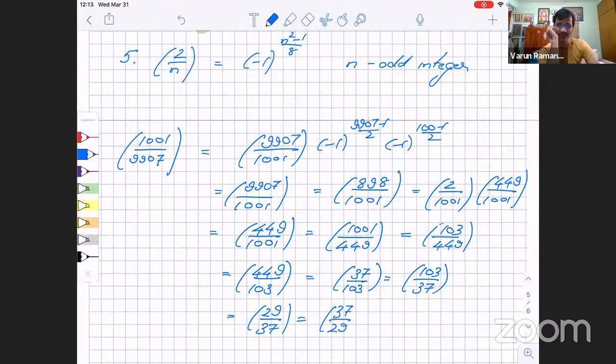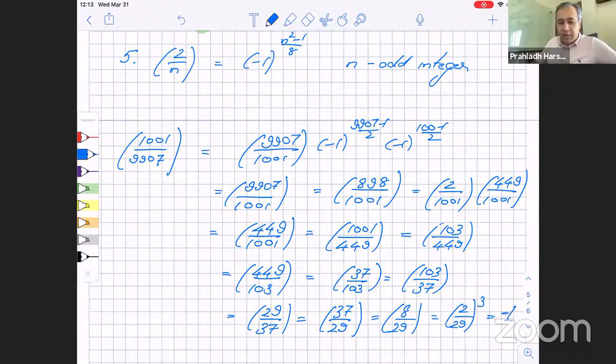Looks a lot like Euclid's GCD algorithm? Exactly. This is exactly like Euclid's GCD algorithm. In fact, the answer finally turns out to be minus 1. So I'm just using the properties I stated above, and I have shown you that this gives an efficient algorithm for the Jacobi symbol.